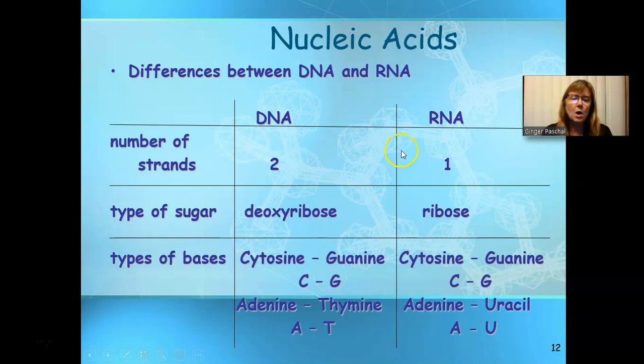Now, in RNA, 3 of these are the same. So cytosine and guanine are still the same. They still bond with each other. And adenine is still the same. But there is no thymine in RNA. Instead, in RNA, there's something called uracil. The way I remember this is I have 2 vowels that go together in RNA. So adenine and uracil go together, whereas in DNA, adenine and thymine go together.